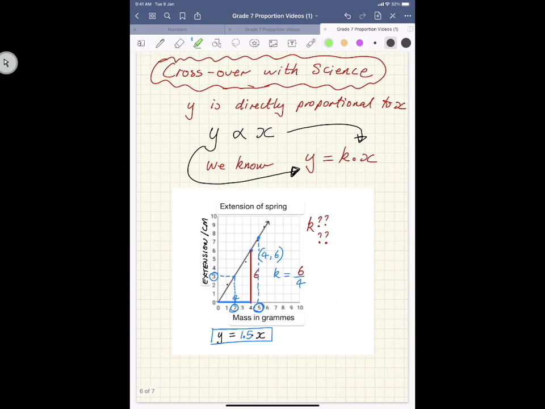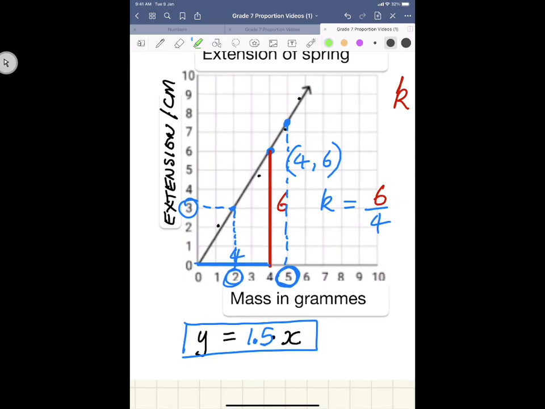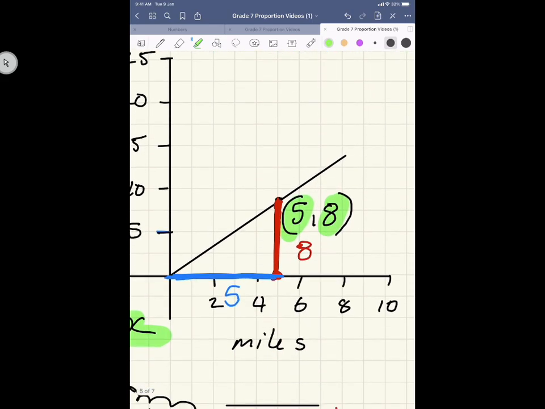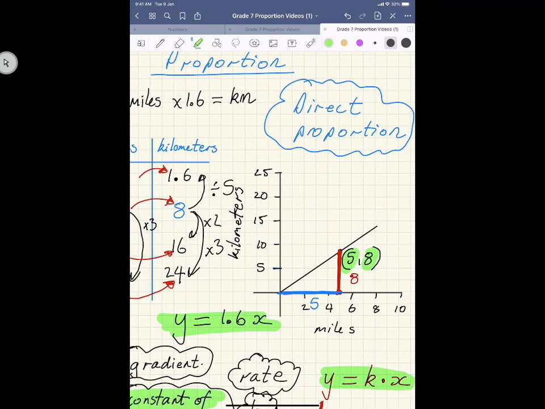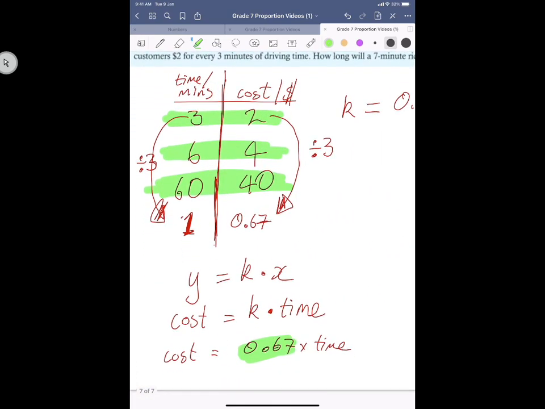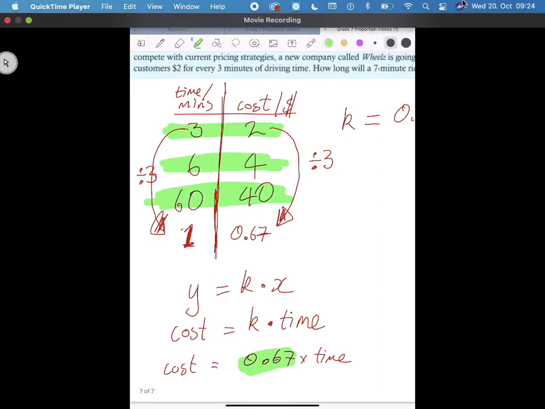Back here, the 1.5 tells you for every 1 extra gram how many centimetres extension. And back here, the 1.6 tells you for every extra 1 mile how many extra kilometres. So that K value, the constant of proportionality, or the rate, is how much in the Y for every 1 in the X. What questions might you have, guys? So I'll leave it there on the big screen. I'm going to go and pause this now.